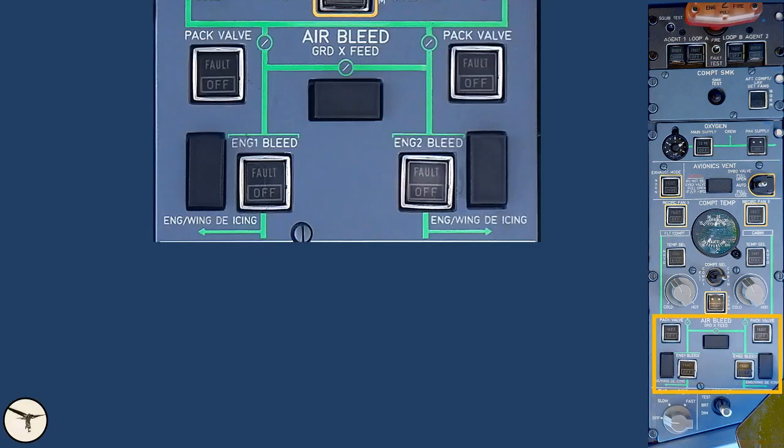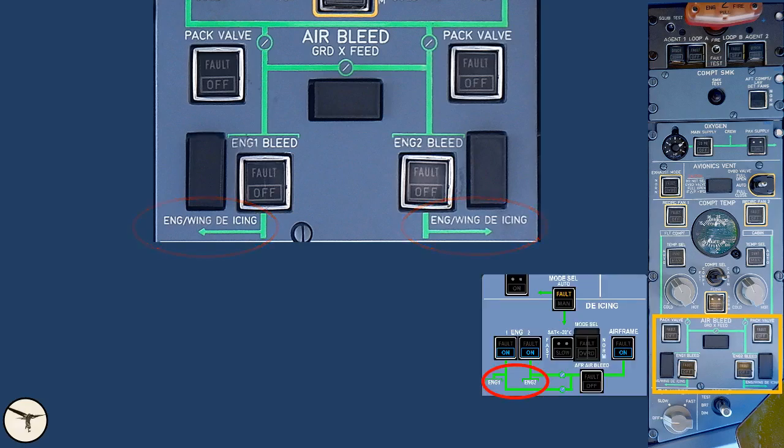The air bleed panel has push buttons for the bleed valves, and there is also an indicator for the bleed air crossfeed, which only will open on the ground. And when you look carefully, you will find lines pointing to the engine and wing de-icing system, which has similar indications.